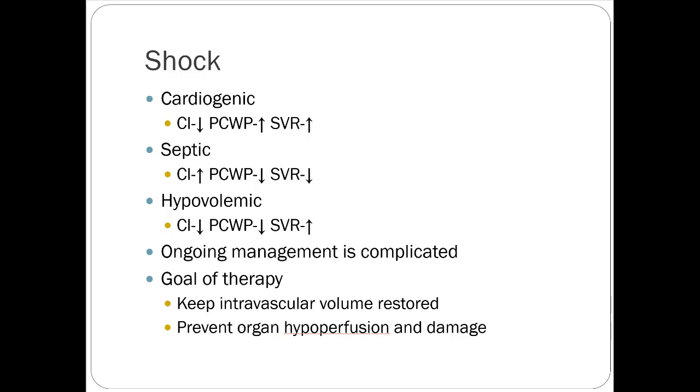So cardiogenic means your cardiac index is low, your wedge pressure is up, and your vascular resistance is up. Septic, your cardiac index is up, your wedge pressure is low and your vascular resistance is down. So remember septic shock, lots of inflammatory mediators going on, so you're getting a lot of vasodilation peripherally.